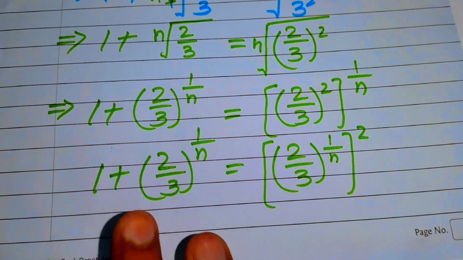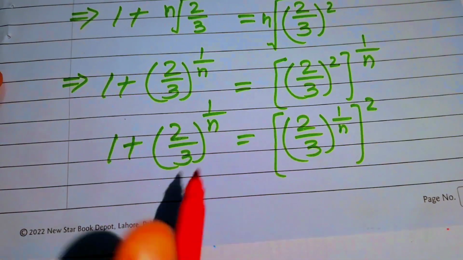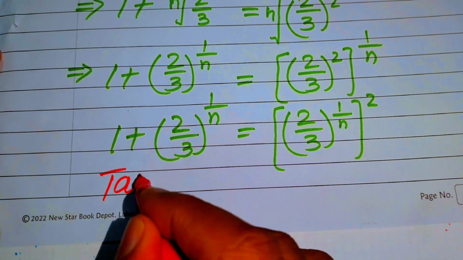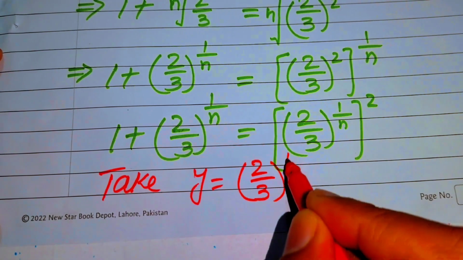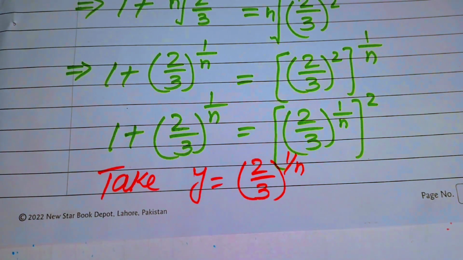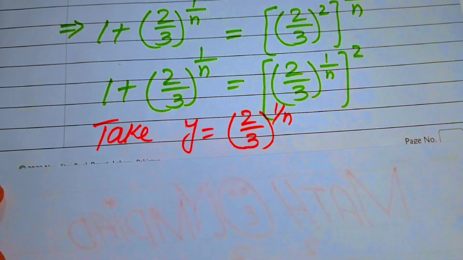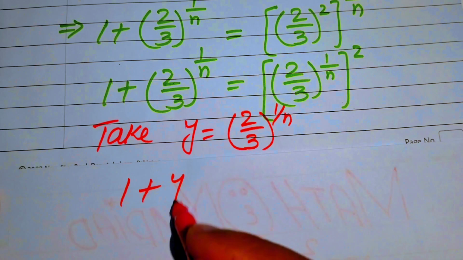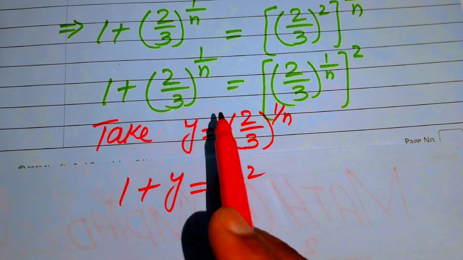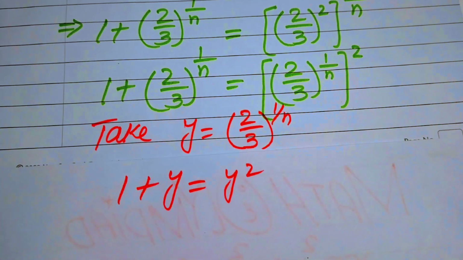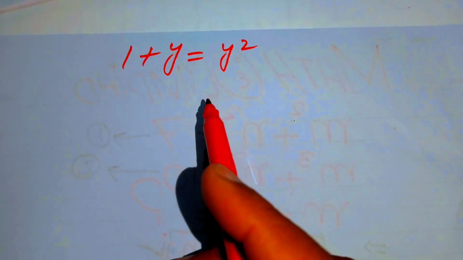So now we convert this exponential equation into quadratic form, so we substitute y equals 2 over 3 and its whole power 1 over n. When we take 2 over 3 to the power 1 over n equals y, the above equation becomes 1 plus y equals y square. So we get our exponential equation into quadratic form, so that we can easily make the factors of this quadratic equation.